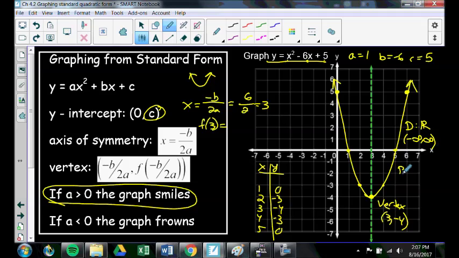The range will never be all real numbers because there's a highest or lowest point. There's a maximum or minimum. In this case, the minimum value is negative 4. That's the lowest point the graph reaches. This is going from negative 4 to infinity. And if you ever are asked for the minimum or the maximum value, look for the vertex. It's the y value of the vertex.